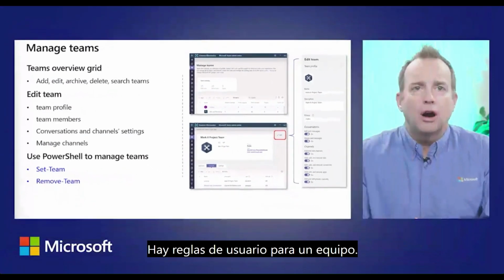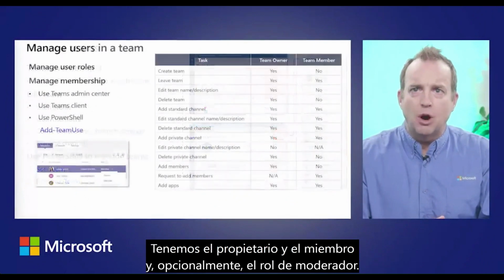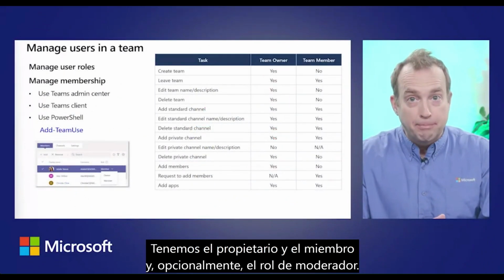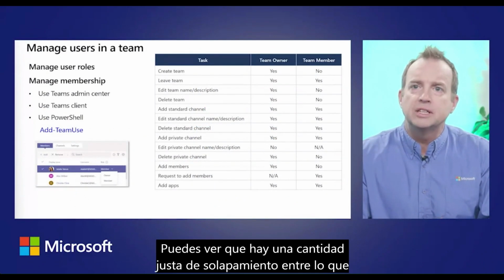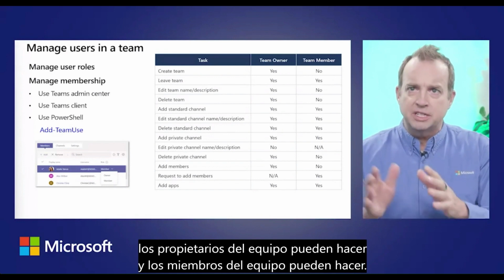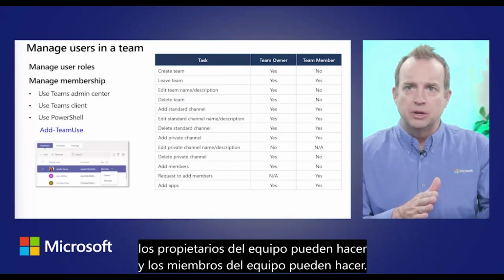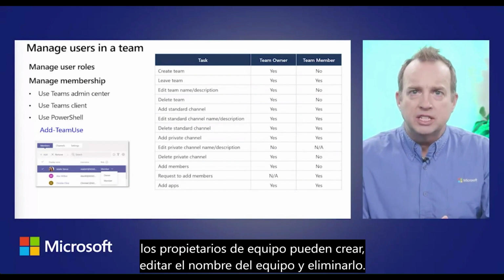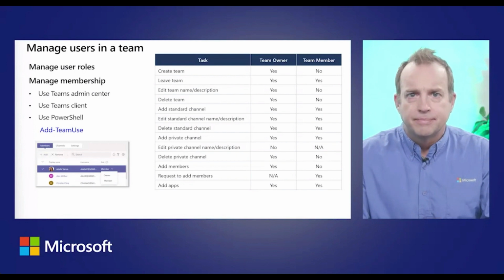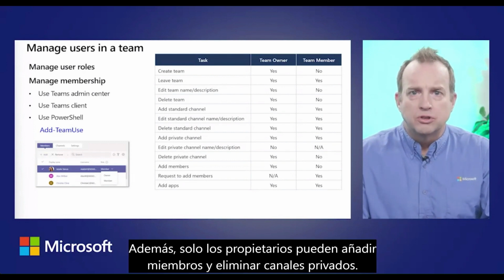apps. There are user roles for a team. We have the owner and member, and optionally the moderator role. You can see there's a fair amount of overlap between what team owners can do and team members can do. Some key distinctions, though. Only team owners can create, edit the team name, and delete a team. Also, only owners can add members and delete private channels.